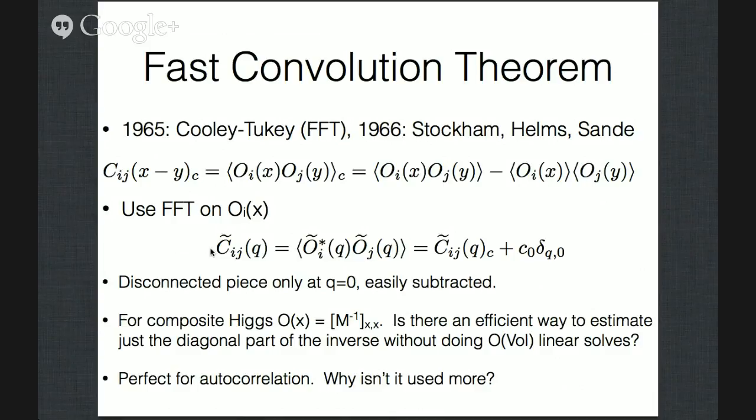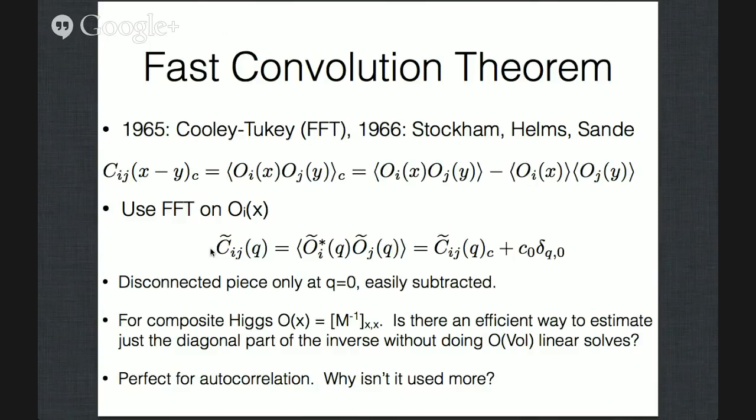Certainly, within months of the fast Fourier transform algorithm, people realized you could do this trick. But one thing that is very nice about this particular trick is that when you go into Fourier space, it's very easy to differentiate between the connected piece and the disconnected contribution, the vacuum contribution, because the vacuum contribution only shows up at Q equals zero. So you can, if you like, only work with non-zero momentum, fit this to some function, and then extrapolate to get the zero momentum piece. The difference between the modeled Q equals zero contribution and the computed Q equals zero contribution is just that disconnected piece. Whether this is a benefit or not depends on how hard it is to calculate the disconnected piece directly in the first place.